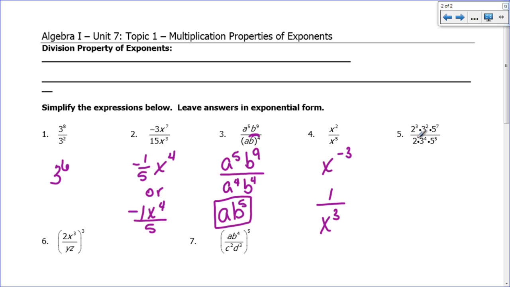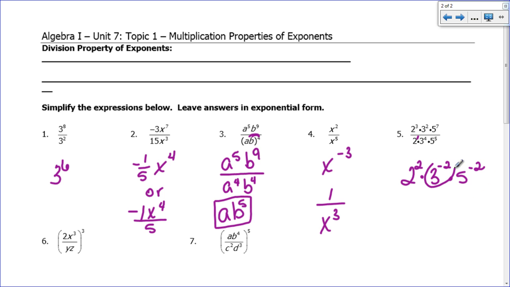So number 5 here has 3 different bases. It's got a 2, a 3, and a 5, and they all have matches. I can divide them. So we're going to do the 2's first. I'm going to subtract: 3 minus 1 makes 2. Then I'll do my 3's. 2 minus 4 makes negative 2. And then I'll do my 5's. 7 minus 5 makes negative 2.